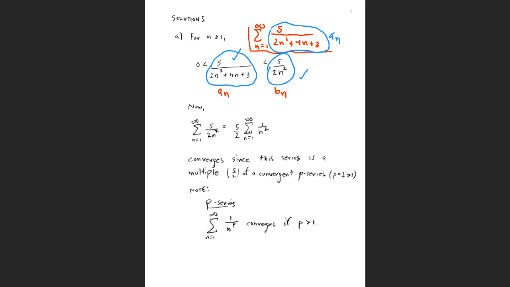So it turns out that the series where n equals 1 to infinity of 5 over 2n squared, we can factor out the 5 halves. That's going to equal 5 halves times the series 1 over n squared. But that series has to converge because it's a multiple of a p series, a convergent p series.